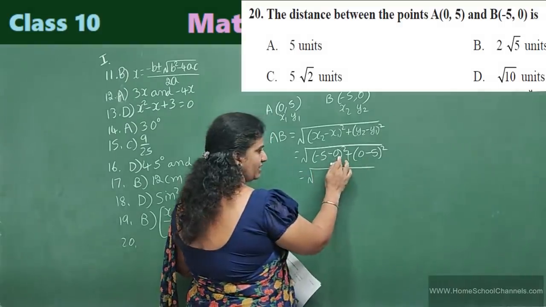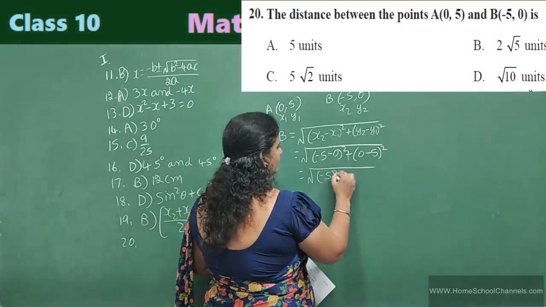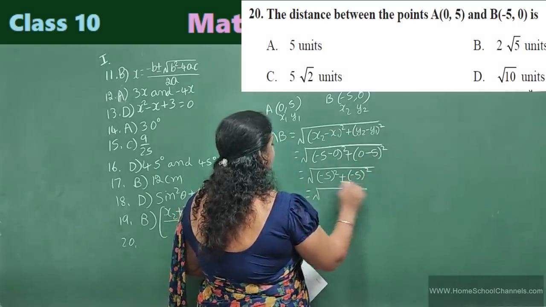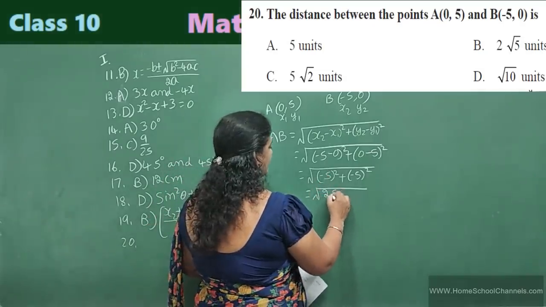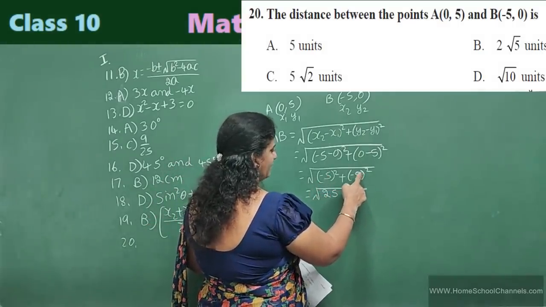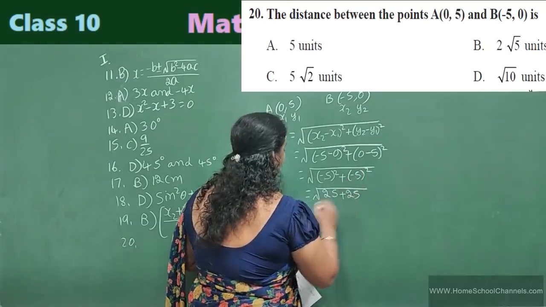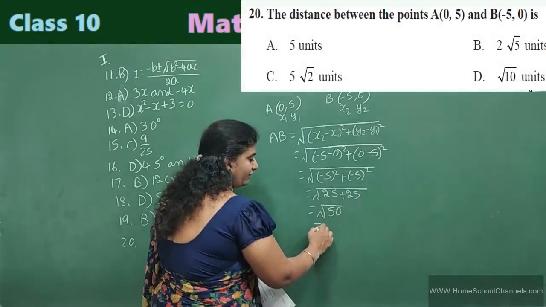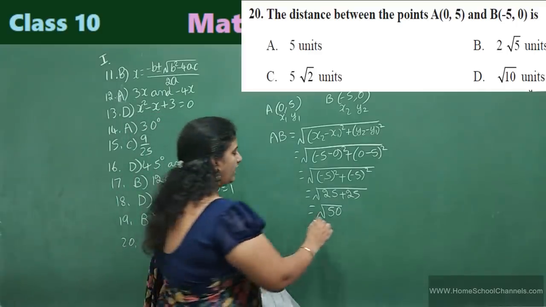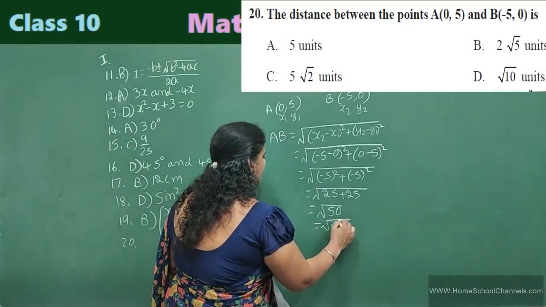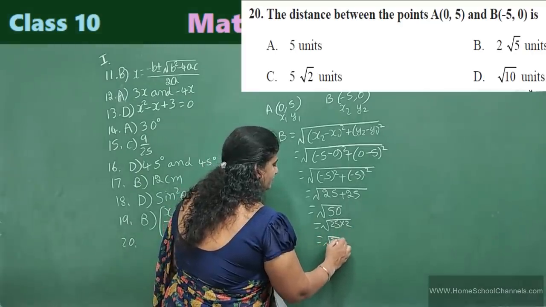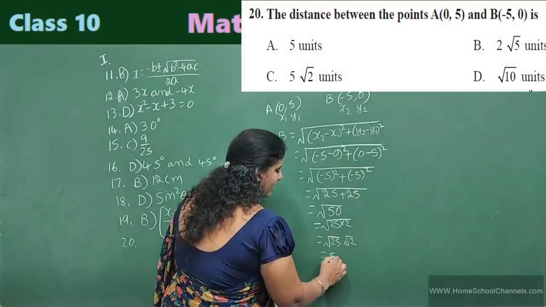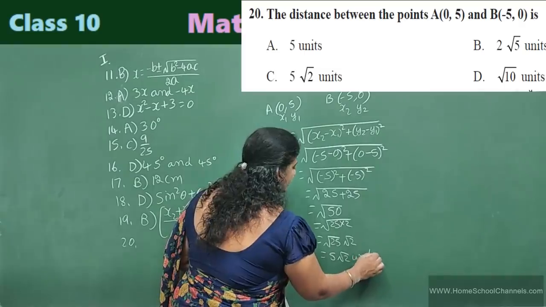That will be minus 5 minus 0 will be minus 5 whole square plus 0 minus 5 will be minus 5 whole square. Minus into minus plus, 5 5s are 25. And here also minus into minus plus, 5 5s are 25. 25 plus 25 will be 50. Square root of 50. 50 is not a perfect square. So, let us split this 50 as 25 into 2. Split the root. Square root of 25 into square root of 2. Root 25 is 5. 5 root 2 units is your answer.